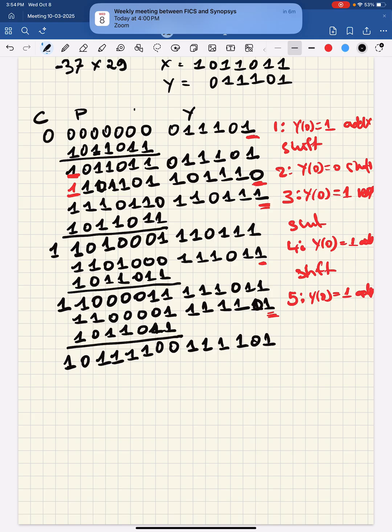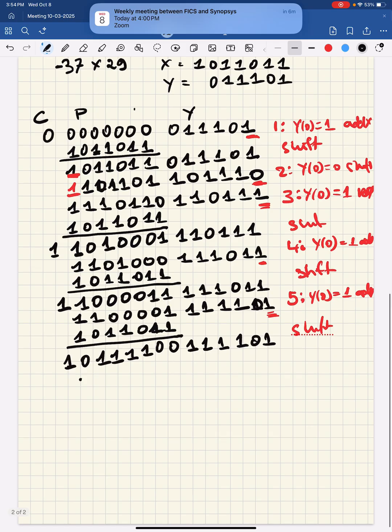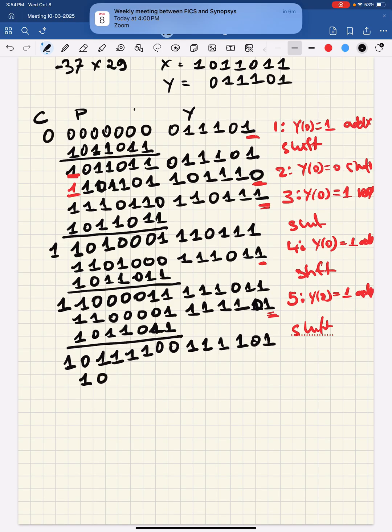And now we have, that was the shift, that was the addition. So we need to shift now to complete our fifth iteration. Shifting will give us the 1, 0, 1, 1, 1, 1, 0, 0, 1, 1, 1, 1, and then 0, and then 0. Okay, so with that, we're starting the sixth and last iteration.